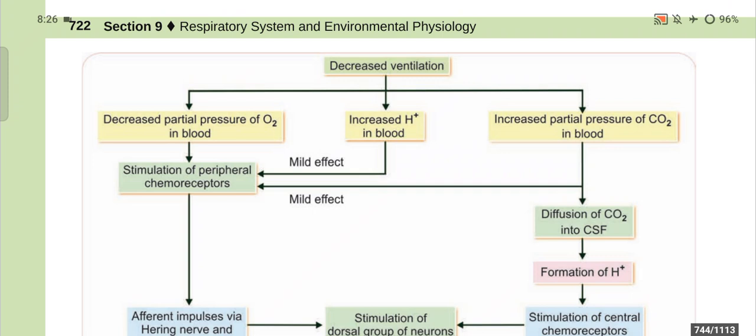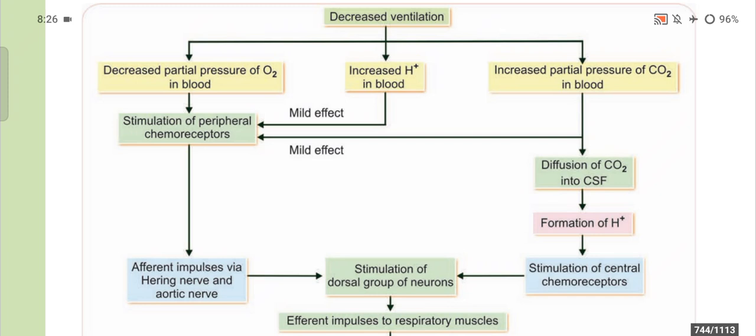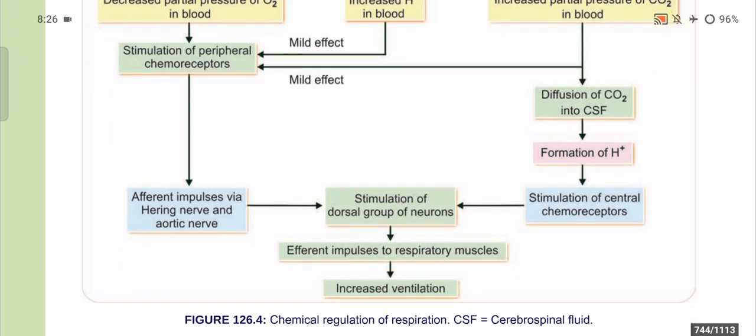Then increased hydrogen ion concentration has a mild effect on the stimulation of peripheral chemoreceptor, and decrease in partial pressure of oxygen in the blood stimulates the peripheral chemoreceptor, and hypercapnia also has a mild effect. These stimulants will stimulate the afferent impulses via the Hering nerve and the aortic nerve, which will stimulate the dorsal group of neurons, and the dorsal group of neurons will send efferent impulses to respiratory muscle, which will increase ventilation.